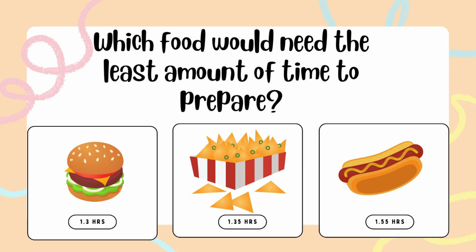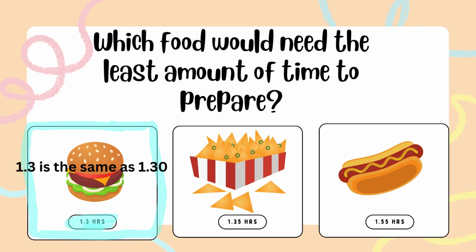All right, which food would need the least amount of time to prepare? My hamburger would take 1.3 hours, my nachos 1.35 hours, and my hot dog 1.55 hours. Well, which one would take the least amount? If I look here, I have 1.3 hours. My hamburger would be the least. But let's look at it. 1.3 is the same as 1.30.